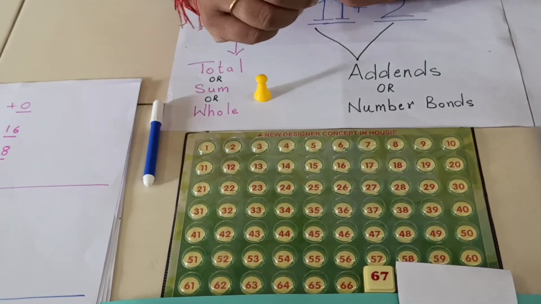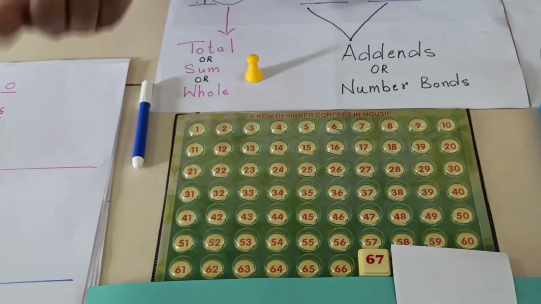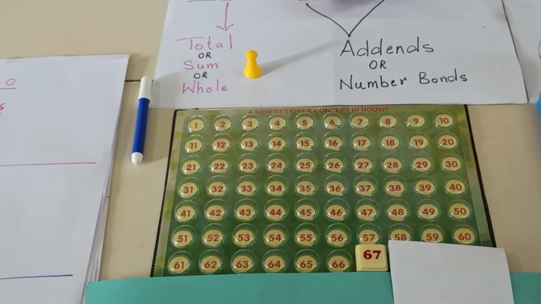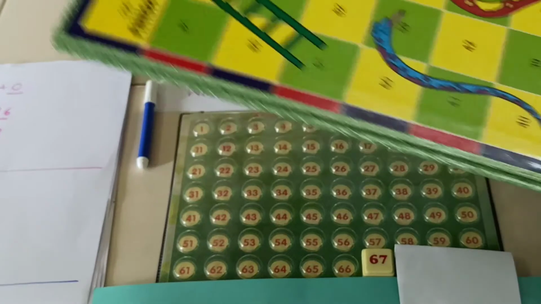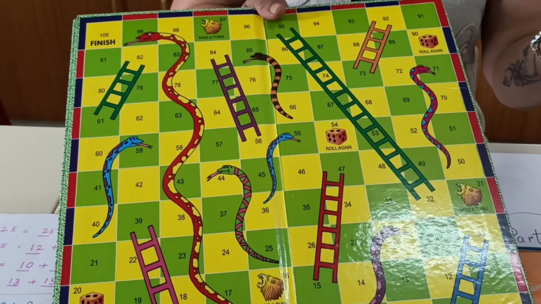So they can do it. If they are confused, they can use this board again and again. They can even use the snakes and ladders board for the same thing. Yes, the same number combinations are here also. If they don't have this, they can use that.